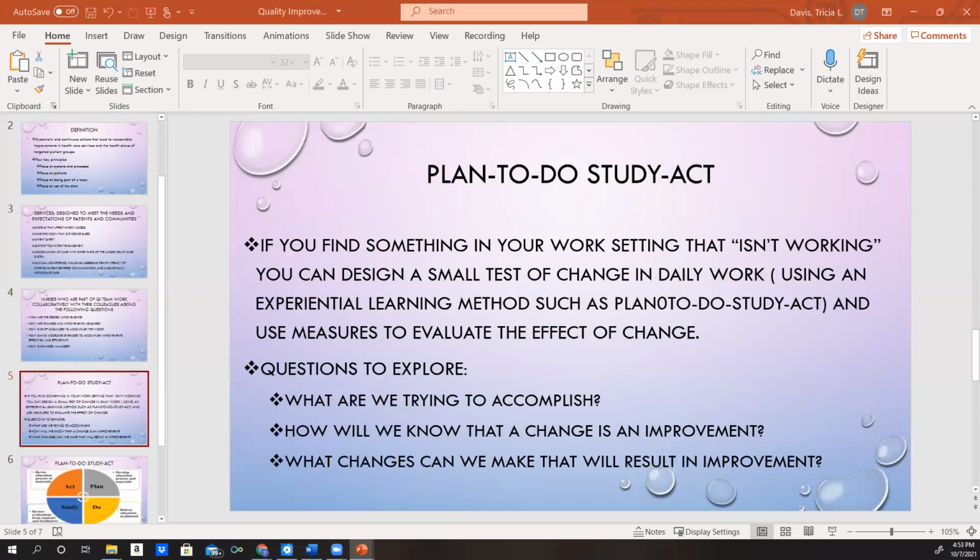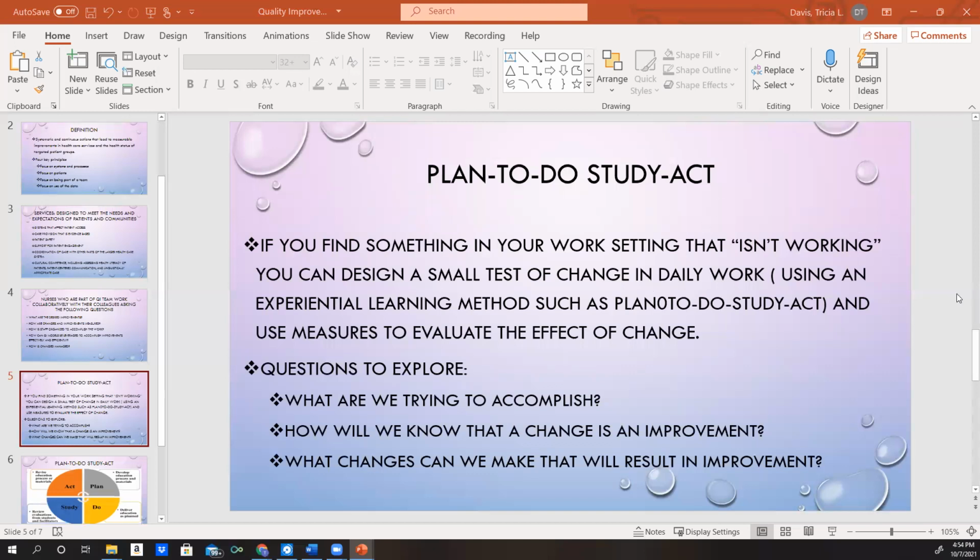Another thing that you could do is called plan, do, study, act. So if there is something in your workplace setting that isn't working at the current time, you can design a small test of change in your daily work, which is very similar to what I talked about with the lean daily management board, but instead you would just follow this plan, do, study, act. And you would use measures to evaluate the effect of change.